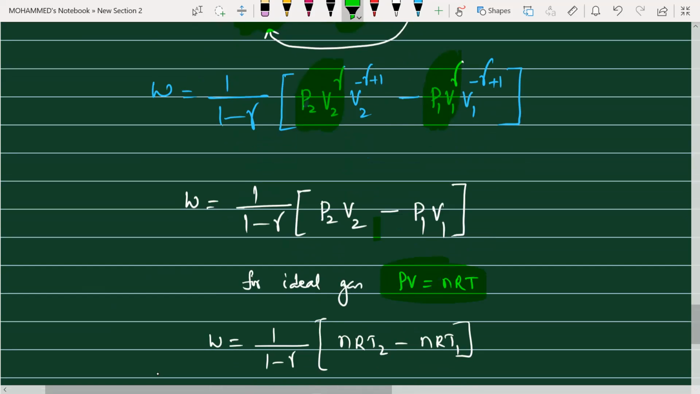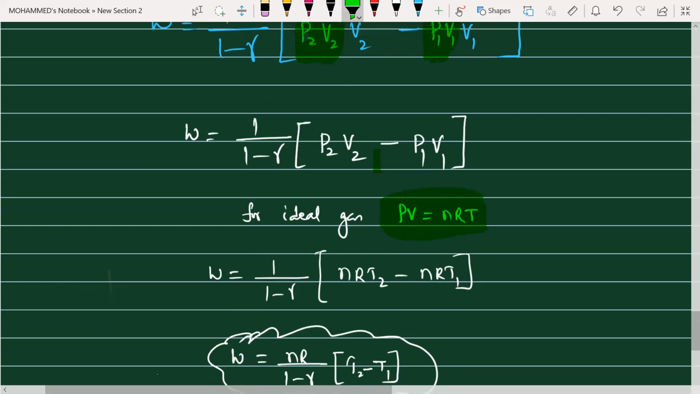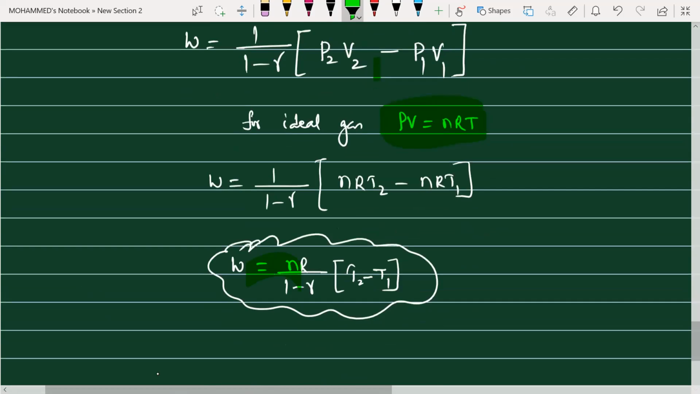Now for an ideal gas equation, PV is equal to nRT. So P2 V2 can be written as nR into T2 minus nR into T1. So ultimately, the work done in an adiabatic process, I'm getting the formula as W is equal to nR by 1 minus gamma into T2 minus T1. Is it clear?